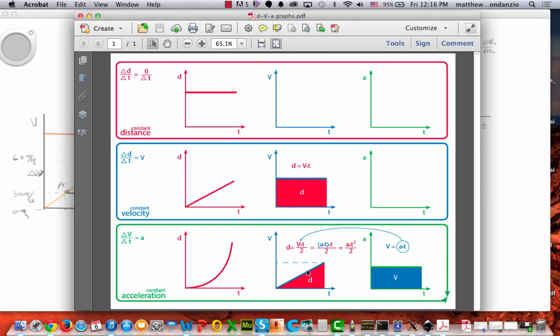Now here's this scenario. We've got a constant acceleration where we have a straight line in acceleration versus time horizontally, and a straight angled line for velocity versus time. Does that make sense? Are you with me? Okay. And you'll notice that distance versus time is actually a parabola. We'll get into why that is in a minute. It's a parabola, but there's a reason why it is.